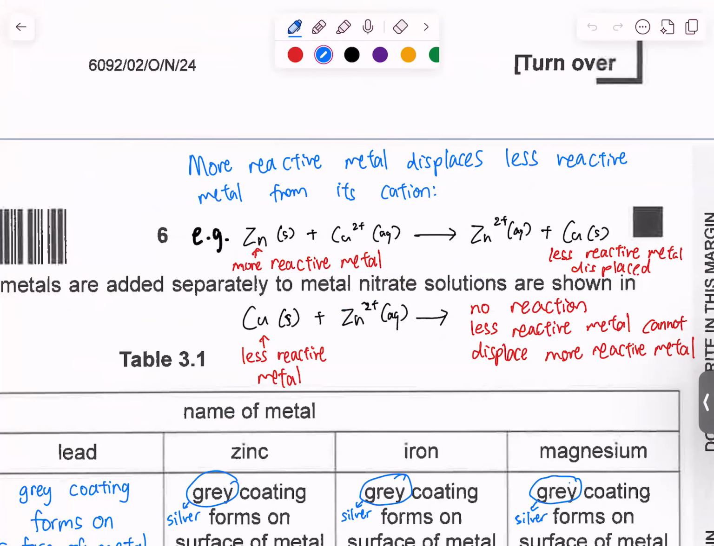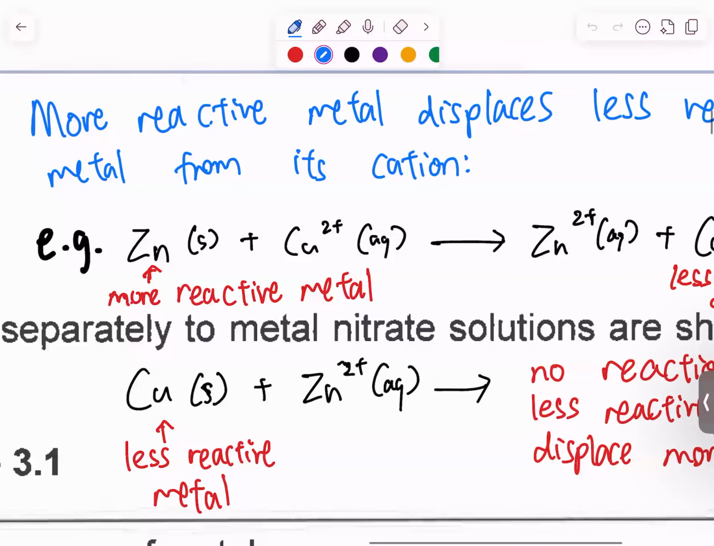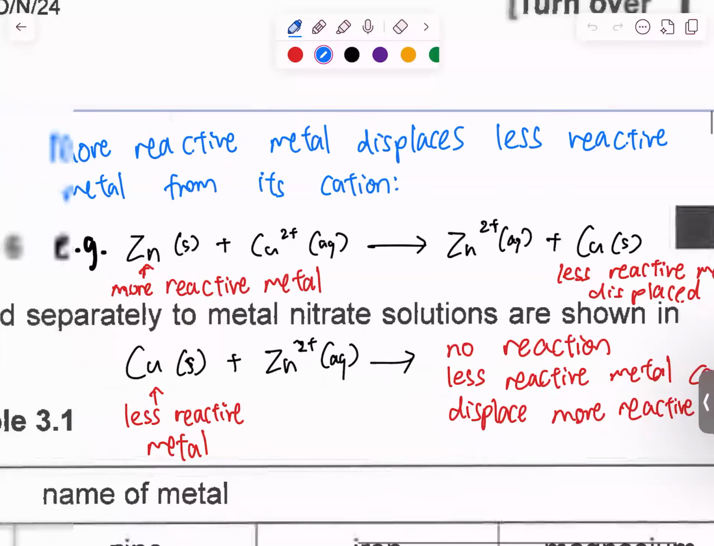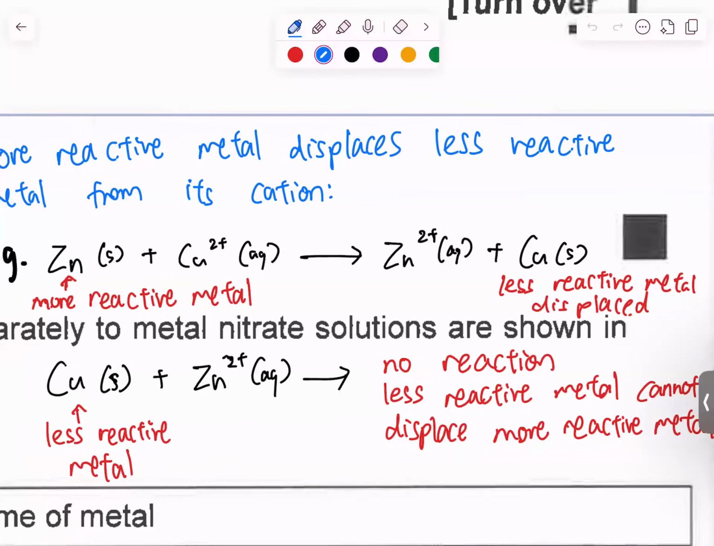So the essential concept or the principle is that the more reactive metal can displace the less reactive metal from its cation. So we can see that zinc over here is more reactive than copper, so it can displace copper out of Cu2+. Essentially, you can think of the metal species being kicked out of the aqueous solution, if that helps you to understand. Okay, so the more reactive metal can displace the less reactive metal out of its cation.